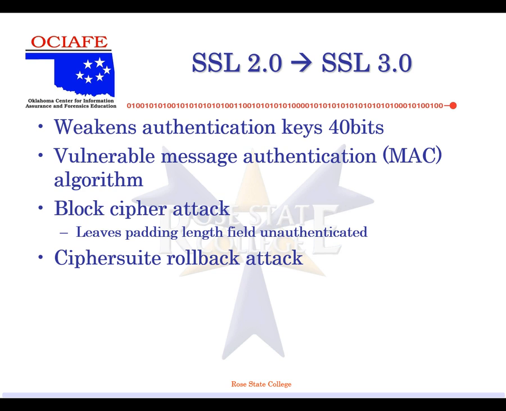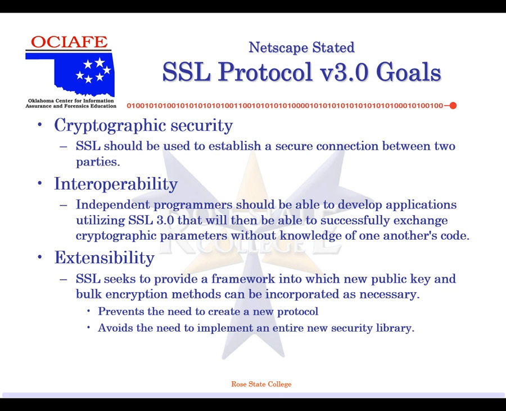What a block cipher is, we talk about this in computer security. A block cipher means you take a certain block of text and encrypt the entire thing at one time. So it could be padded, but like it says, the padding length field is unauthenticated, which means we can figure out how much data is going across. With SSL, you really wouldn't want people to know how much data you're sending. But since the padding length field was unauthenticated, they could see. And also there was a cipher suite rollback attack.